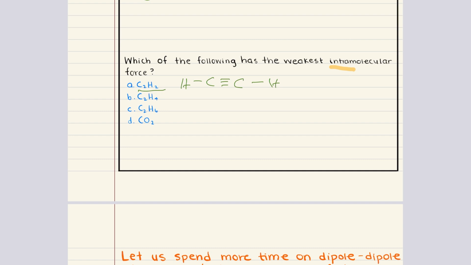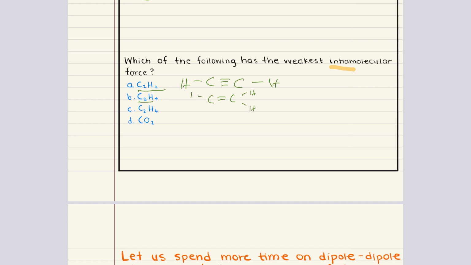The only other intramolecular interaction that's stronger than a triple covalent bond is going to be our ionic bond. Now, B says C2H4. This molecule contains a double bond between the two carbons.